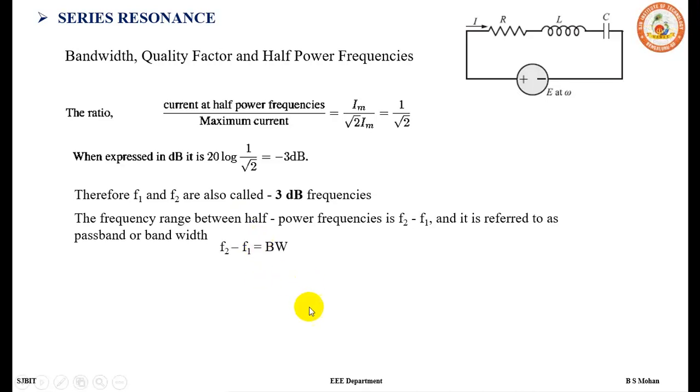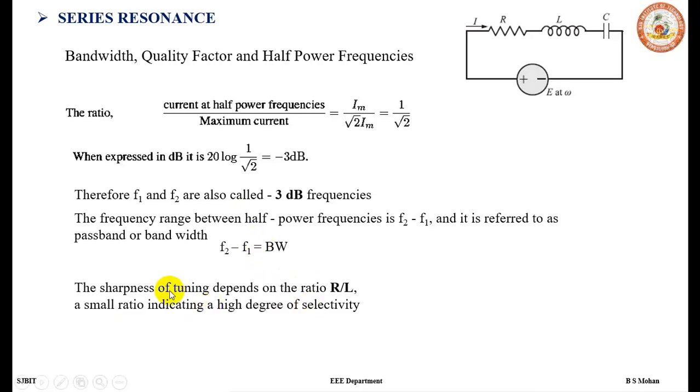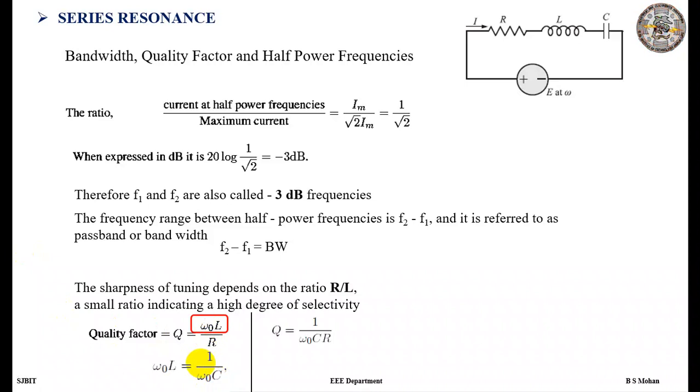That is, as we saw earlier, it is F2 minus F1. The sharpness of tuning depends upon the ratio R by L. A small ratio indicates a high degree of selectivity. So a small ratio means it is very narrow. And the quality factor Q is given as omega naught L by R. We know that omega naught is equal to 1 by omega naught C. Substituting this in the above equation, we get Q equal to 1 by omega naught CR.